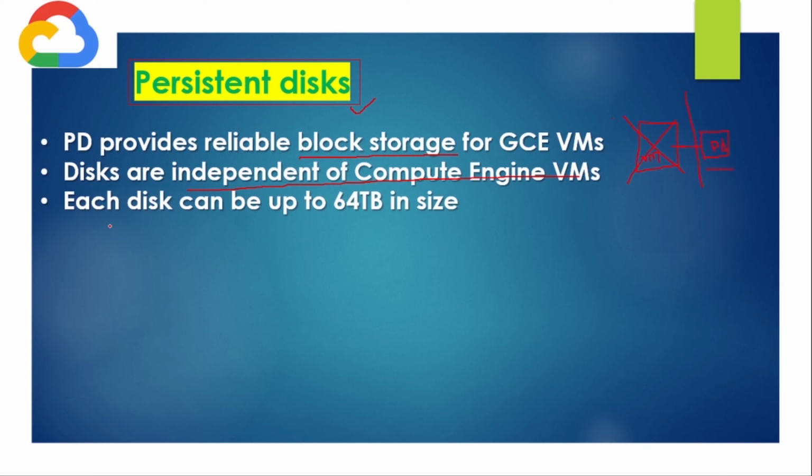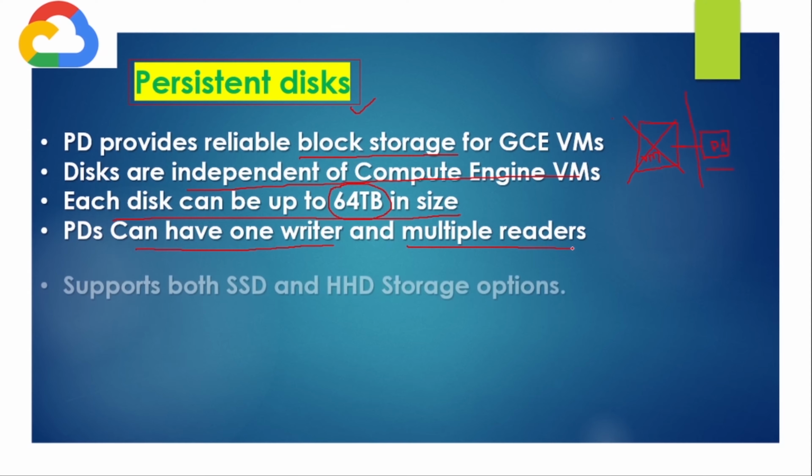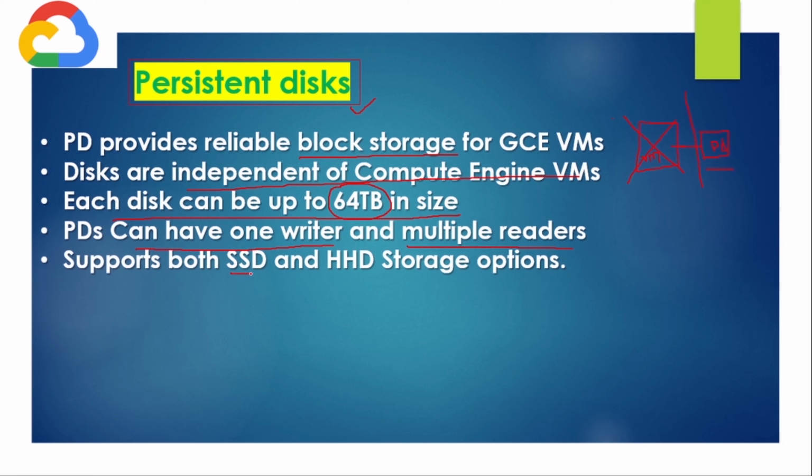The next is that each disk can be up to 64 TB in size, and that's a lot of space. 64 TB is a very huge size, and this is the size of one persistent disk that can be attached to a particular VM. You can attach as many as you want. A persistent disk can have one writer and multiple readers. That is one of the unique capabilities of persistent disks. It supports both SSD and HDD storage options.